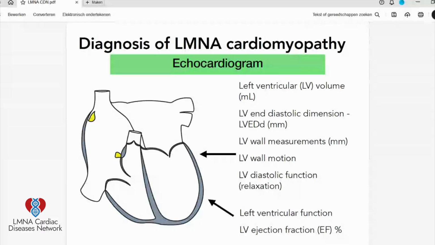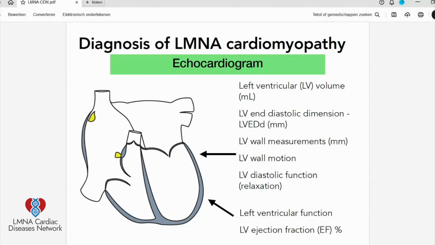We'll also look for any changes in wall motion and also the wall thickening. So we know in LMNA sometimes the wall can be thinner and areas of the wall may not move as well as other parts of the heart. So changes in the motion, changes in the thickening can also be very important. And we can assess the relaxation. So what does the diastolic function look like? How well does the heart relax?